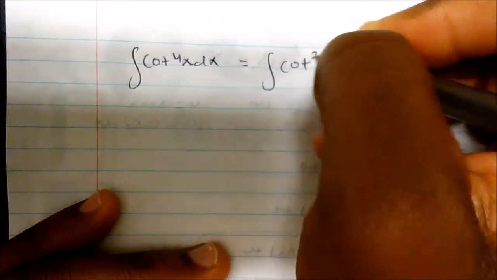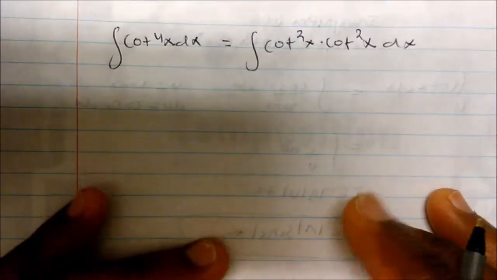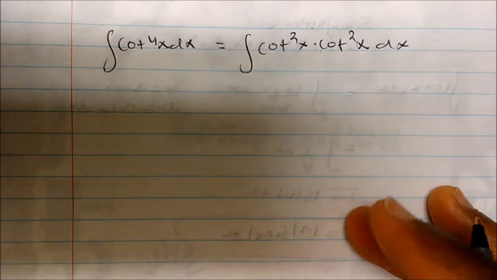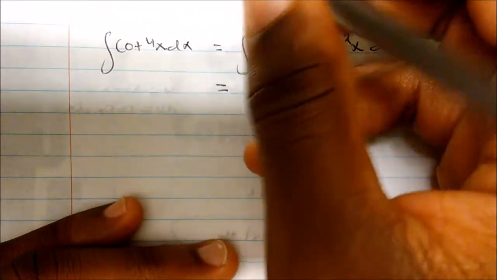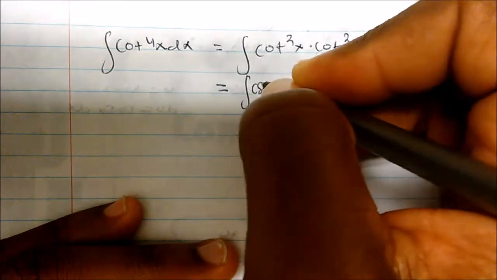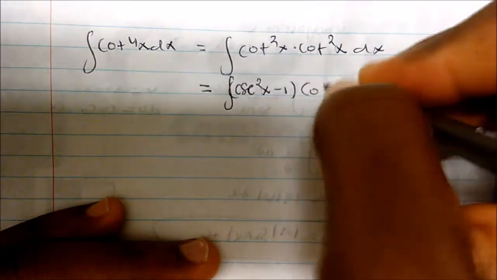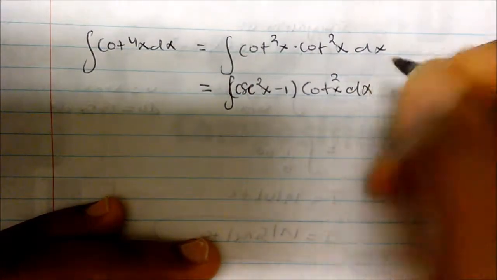Now what about cotangent to the fourth of x? Integral of cotangent to the fourth of x dx, okay? Well, I'm going to write this as cotangent squared of x times cotangent squared of x dx, okay? And so when I look at this, I actually could do some sort of identity. So this becomes the integral of cosecant squared of x minus 1. And we're going to multiply that by cotangent squared of x, the original one out here.